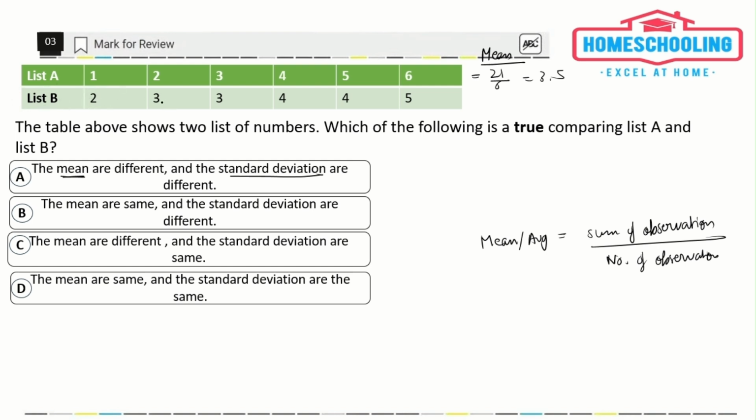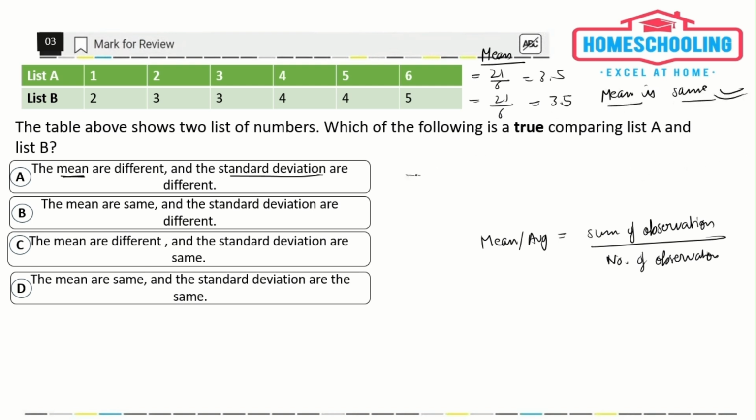Now let's find the mean of B. So 2 plus 3 plus 3 plus 4 plus 4 plus 5, so 21 is the sum of the observations, and divided by the number of observations. We have 6 numbers here, so divided by 6, that is going to be 3.5. So from this, we can say that the mean is the same. Now we have to find the standard deviation.